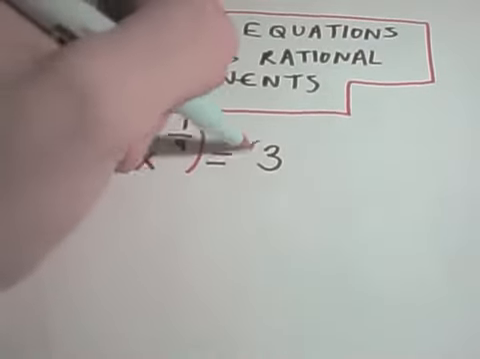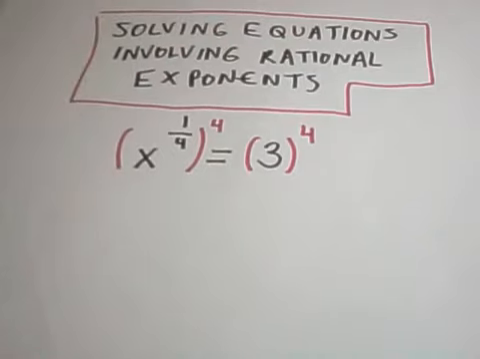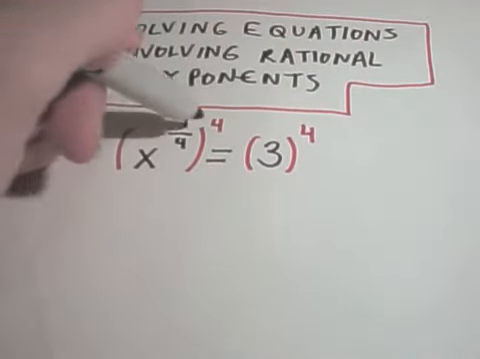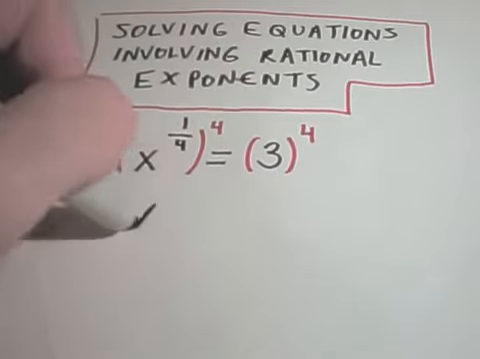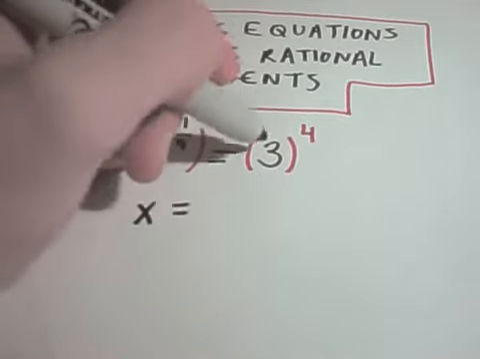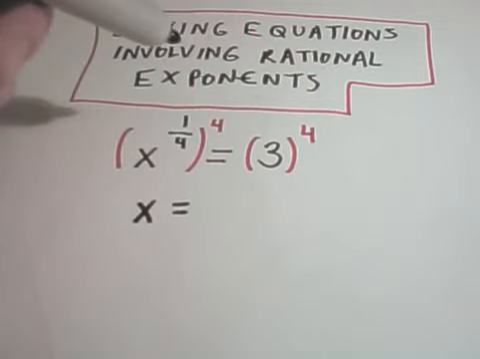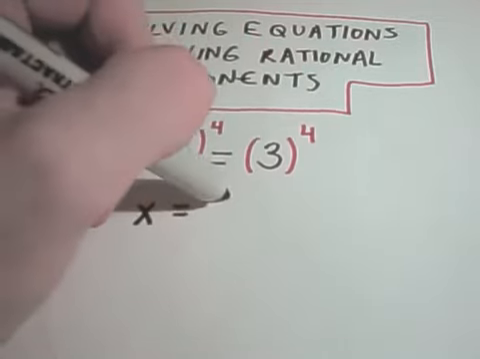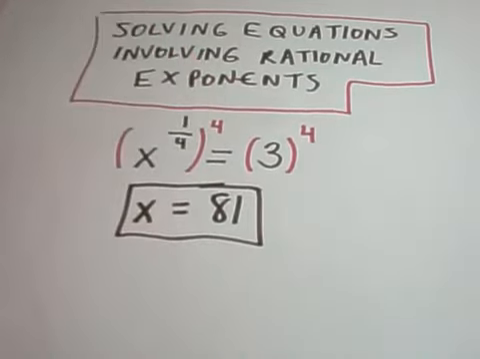And the way I'm going to do that is you can raise both sides to the 4th power. Because remember, if you have things in parentheses, you multiply them. 1/4 times 4 is going to give me x to the first. 3 to the 4th, remember this is an exponent. You have 3 times 3 times 3 times 3, which is going to give us x equals 81 as our solution.